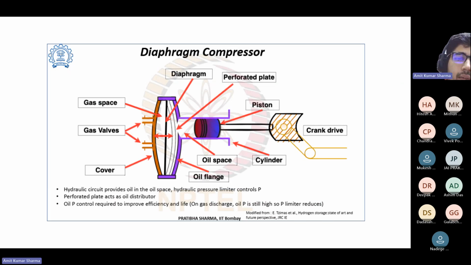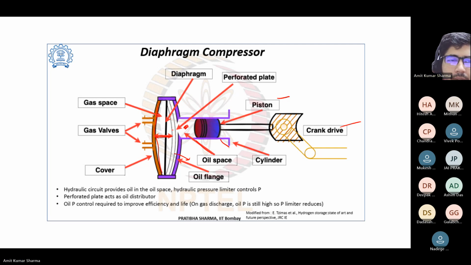Here you can see the piston. It is connected with a crank drive. This is the cylinder and here is a space, an oil space. Here oil will be filled, and here you can see the diaphragm. This is the final position when the diaphragm is at the top end after the compression, and this is the initial position when the suction is going on. So this is the movement of the diaphragm, from this to this.